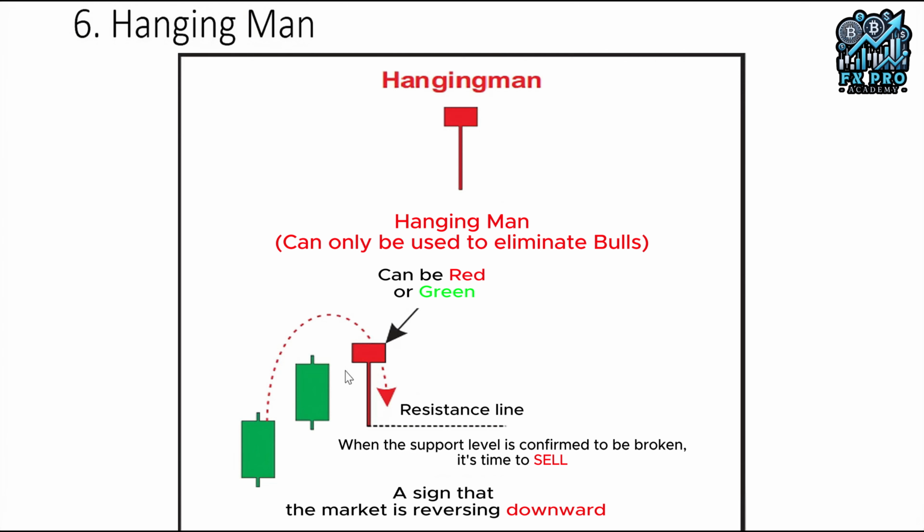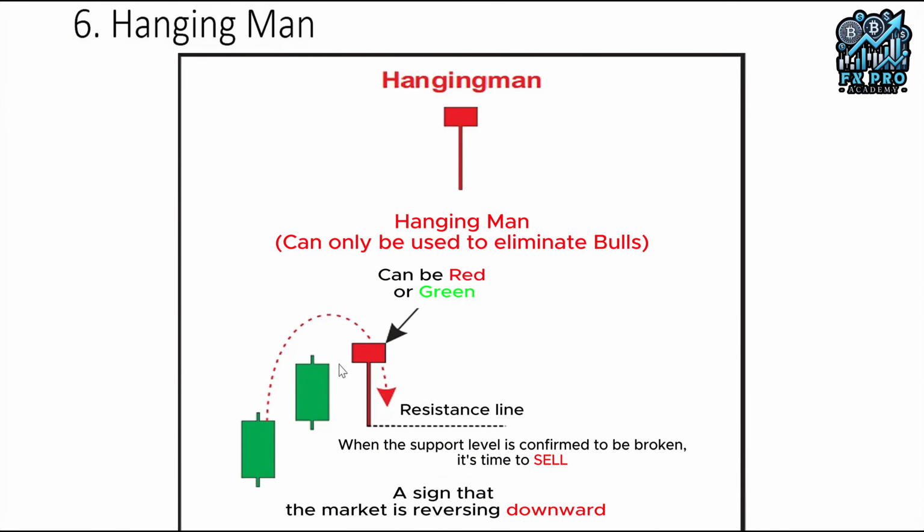The hanging man. It's a candlestick pattern that resembles a man hanging. This pattern is used to eliminate the bulls. The two hammers we mentioned earlier are for dealing with bears, but the hanging man is specifically for taking down the bulls. Notice how the hanging man resembles the hammer pattern. It's quite similar to the hammer, but remember, the hammer is always found at the bottom, while the hanging man appears at the top.